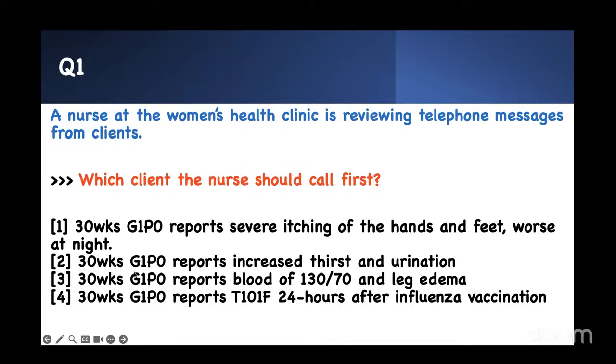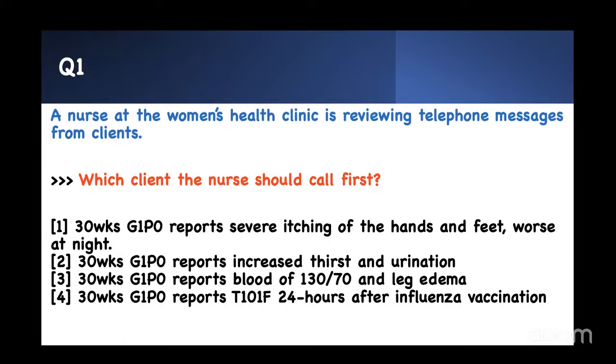4 patients. Which client should the nurse call first? A nurse at the Women's Health Clinic is reviewing telephone messages from clients. 30 weeks, they all have 30 weeks, right? The way I do prioritization is I look at a case and I say, okay, what do I have? 30 weeks pregnant, right? G1, P0, all of them first pregnancy.